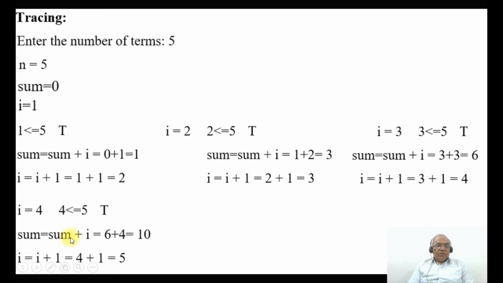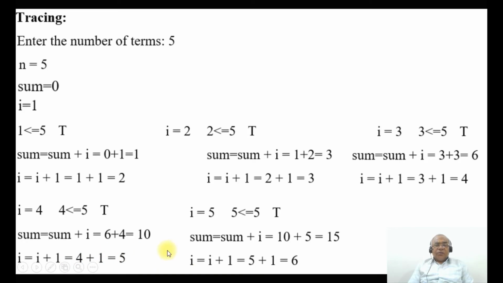Yes. Then sum is equal to sum plus I, that is the previous value of sum, 6, plus 4, is equal to 10. Then I is equal to I plus 1, which is 4 plus 1, equal to 5. Then I is equal to 5, is 5 less than or equal to 5? It is true. Sum is equal to sum plus I, which is 10 plus 5, equal to 15. I is equal to I plus 1, which is 5 plus 1, equal to 6.